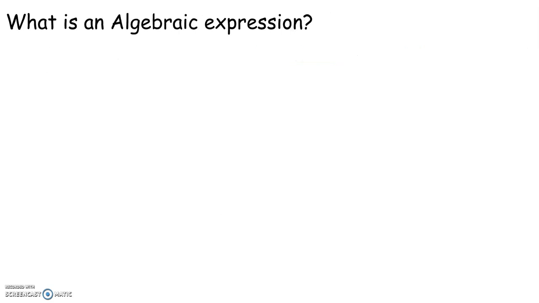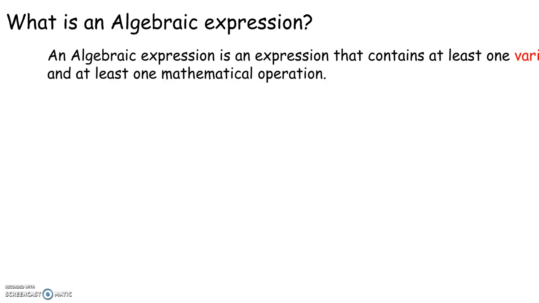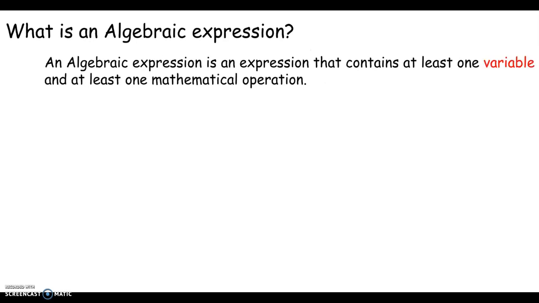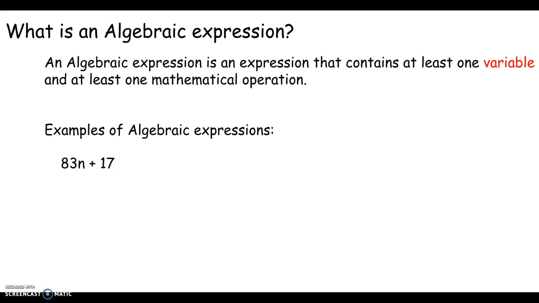Now, when we expand that to use variables to represent values, then it becomes an algebraic expression. So it should have at least one variable. So it has at least one variable in it. So here are some examples. And all of those are examples of algebraic expressions. Notice that they have numbers and a letter, and then you're doing something mathematically with those numbers and letters, like multiplying or dividing or adding.